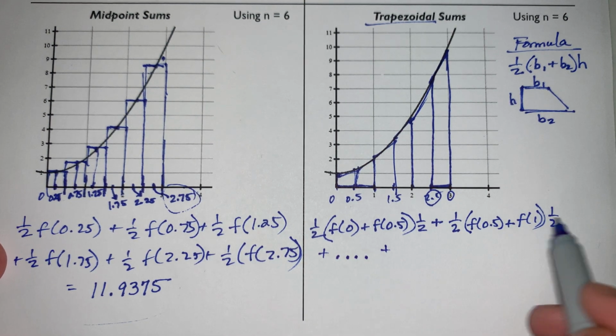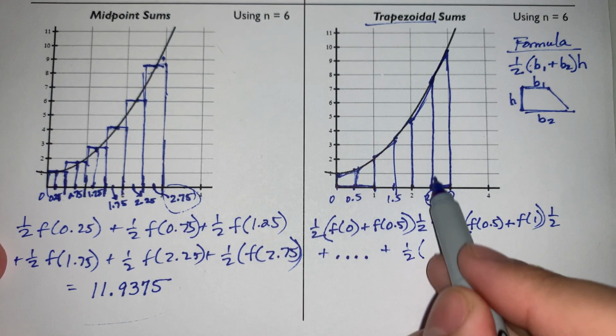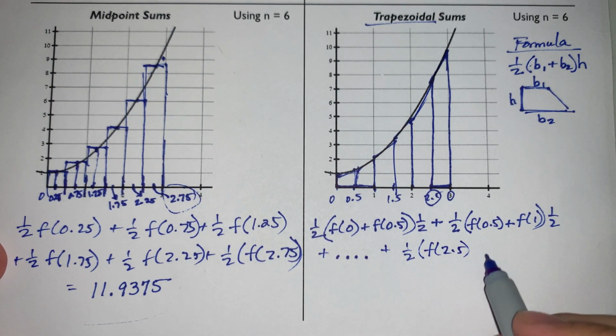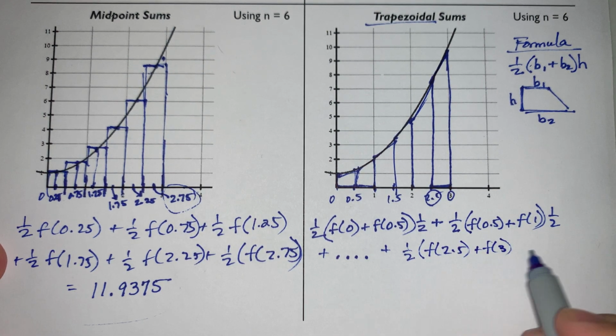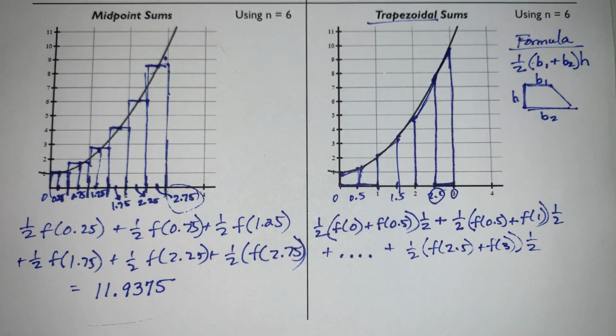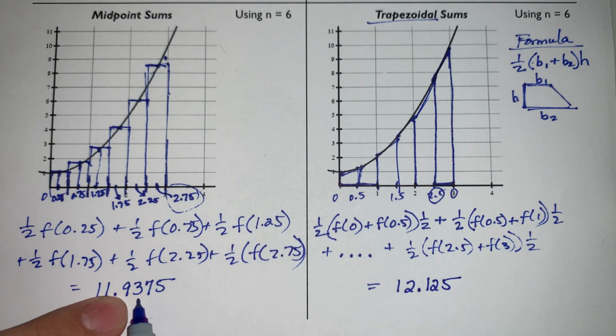Doing the same thing, the last trapezoid is 1/2 times the length of base 1, which is f of 2.5, and the length of base 2, which is f of 3. So those two added together, and then times the height of that trapezoid, which is 1/2. All right, through the magic of video, I've already done all of this. If you calculate all of this, you get 12.125, which again is pretty close. Both of these are pretty good estimates.